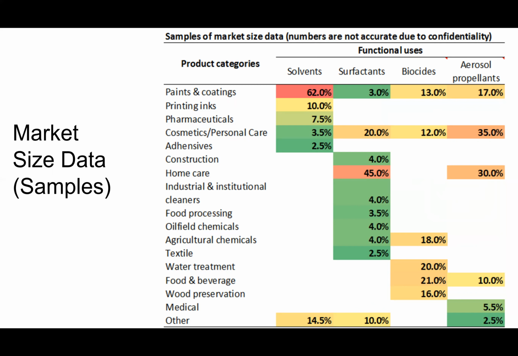We have agreed with the suppliers of this market size data, which is coming from consulting companies. But just for example, say that we have a solvent as a functional use. There may be like 62% of the solvent going to paint and coating, 10% going to printing inks, 7.5% going to pharmaceuticals, 3.5% going to personal care and cosmetics, 2.5% going to adhesives, and the rest going to others. This is the market size data to further break down the functional use into different product categories so that we can connect them with the release factor for each product category.